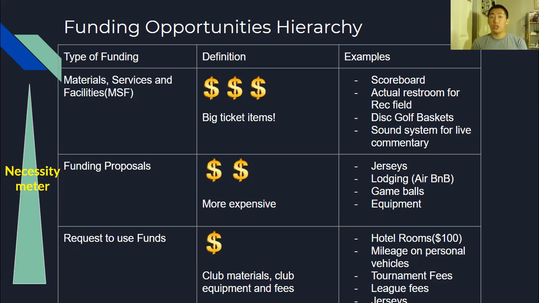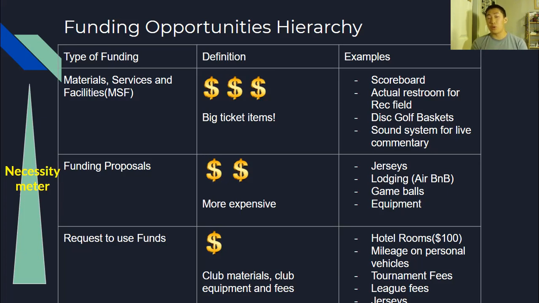One thing I do want to mention about these three different types of funding is the necessity meter that I have on the left-hand side, as indicated with the little triangle. The necessity meter essentially indicates how much you need the thing that you want to purchase, or how soon you need it.